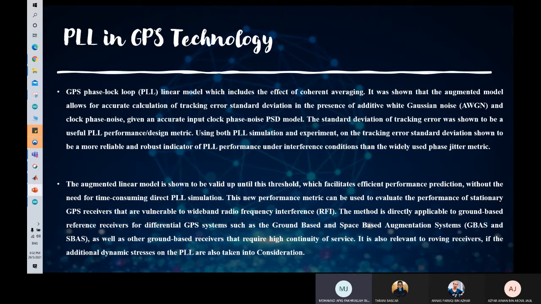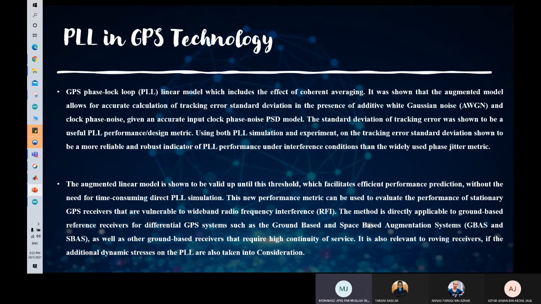Secondly, the augmented linear model is shown to be valid until a threshold, which facilitates efficient performance prediction without the need for time-consuming direct PLL simulation. This new performance metric can be used to evaluate the performance of stationary GPS receivers that are vulnerable to wideband radio frequency interference (RFI).